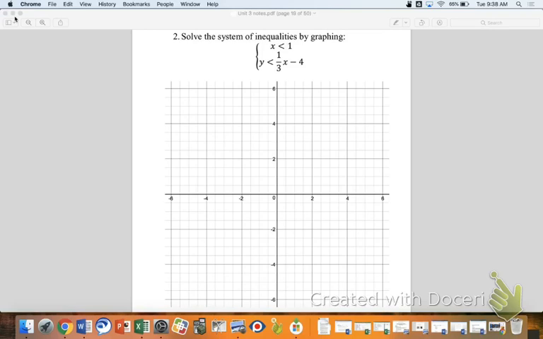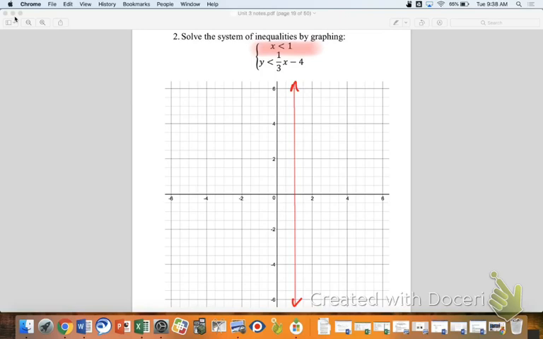Answer for number 2. What kind of line is the first one? It's a vertical line. So x is less than 1 would be, let's see here, I'm going to go with red. So this would be a red vertical line at x equals 1. So it would look about like that.